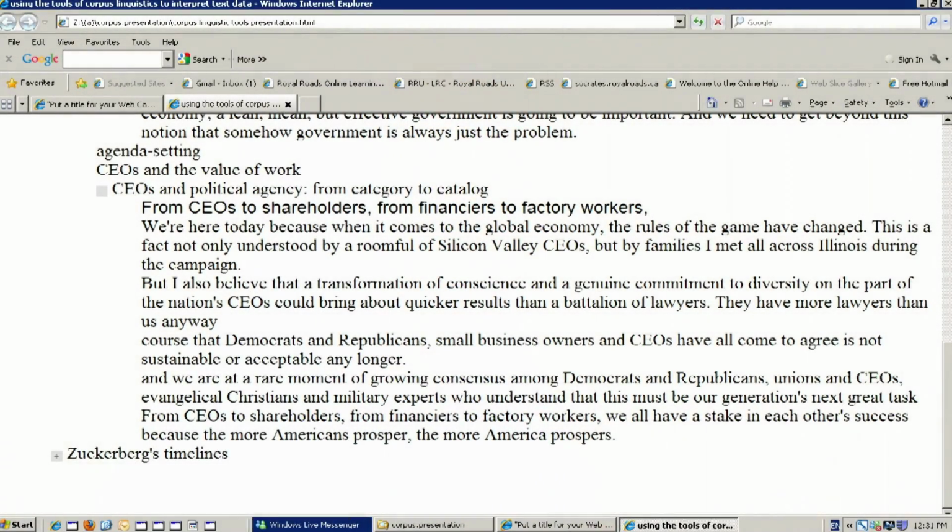In other words, the word CEO in the plural tends to be cataloged with other players. So CEOs, shareholders, financiers. Rules of the game have changed. Silicon Valley CEOs, that's its exception. CEOs could bring about quicker results. Democrats and Republicans, small business owners, and CEOs have all come to agree. We are at a rare moment of growing consensus among Democrats, Republicans, unions and CEOs, evangelical Christians, and military experts.